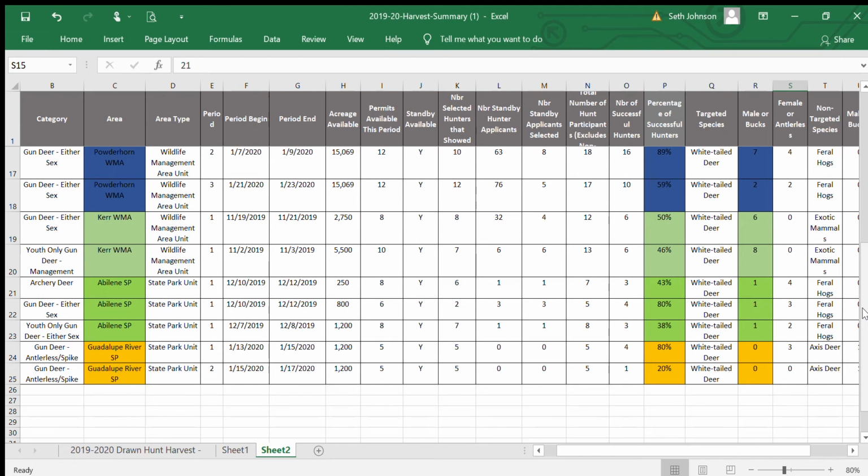Guys, I'm going to include this particular spreadsheet and links to the Texas Parks and Wildlife Department application hunts and other years of data points that you can look up. I'm going to include all of this in the description. I encourage you to check it out. Do some research on Texas public hunt and permit draw systems.